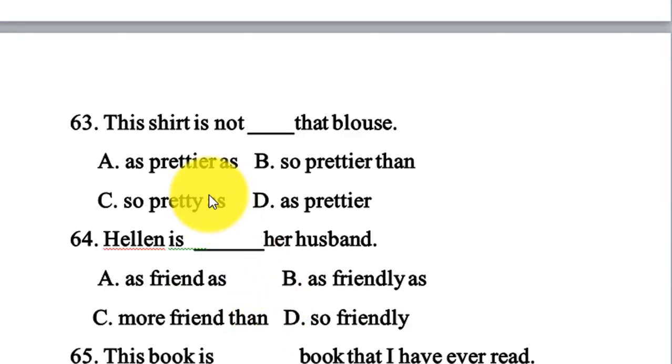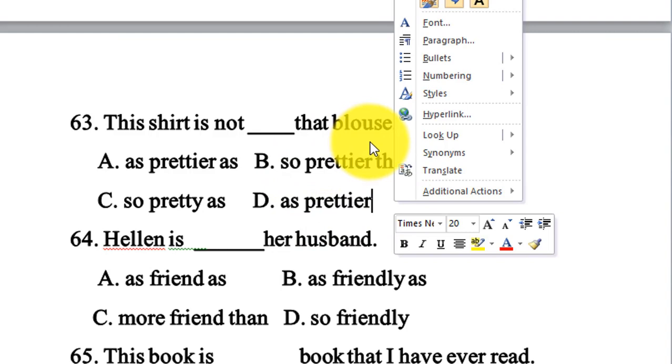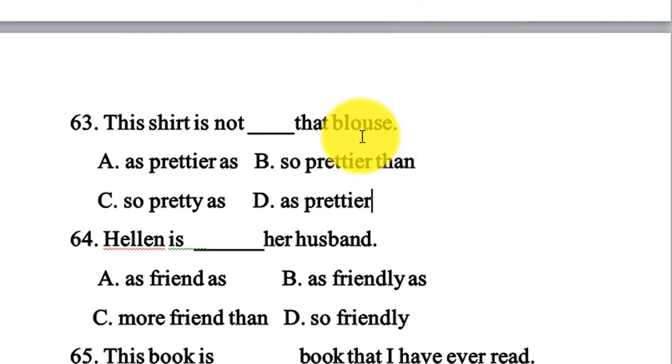Question number 63. This shirt is not blank that blouse. A blouse is a kind of shirt. This is a degrees of comparison question, comparing two similar things. The options are so as pretty as, so pretty as, so prettier than, as prettier. So what's the answer here?